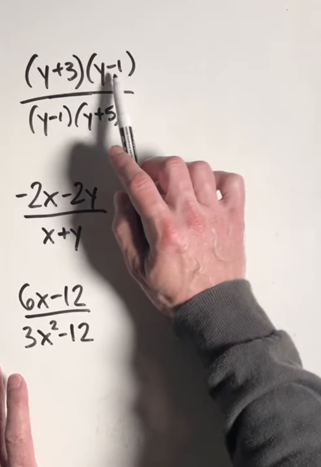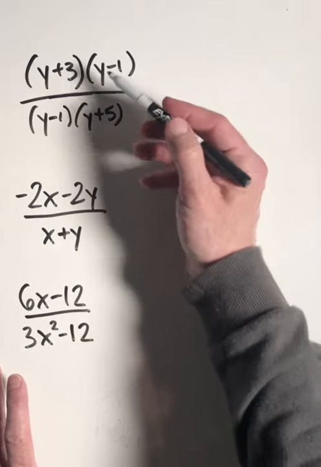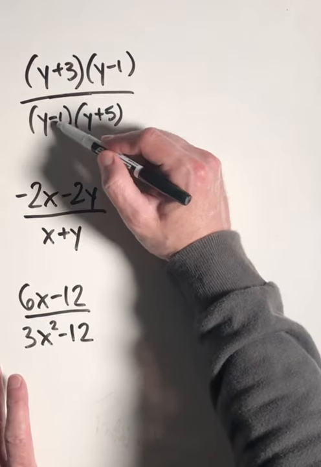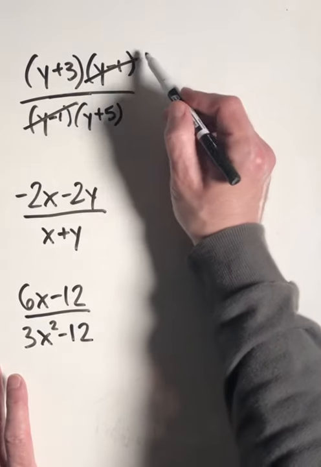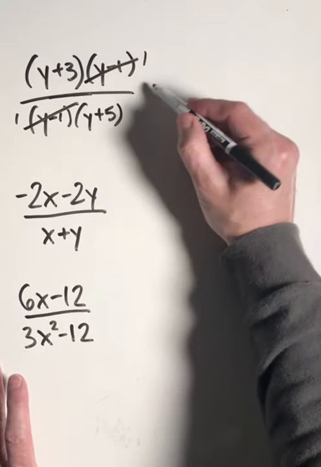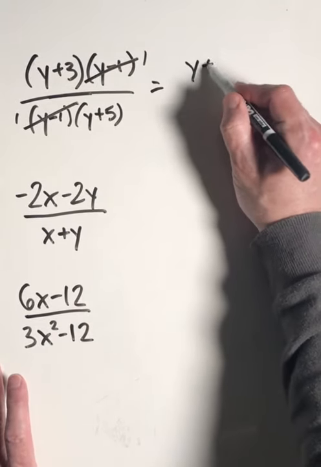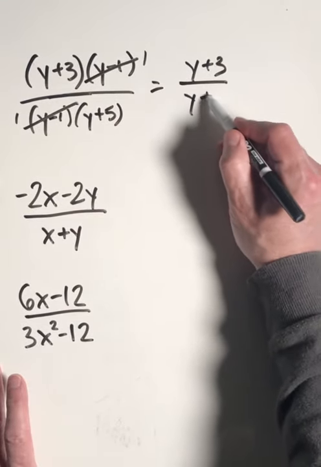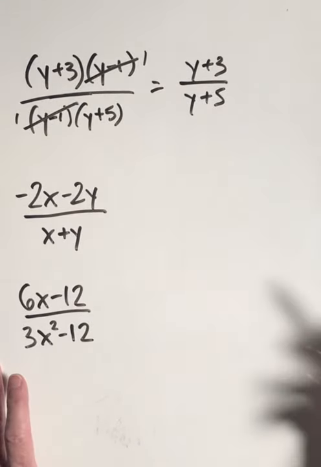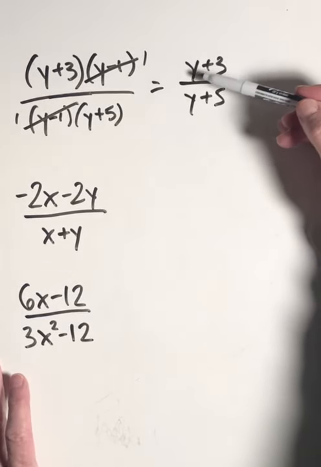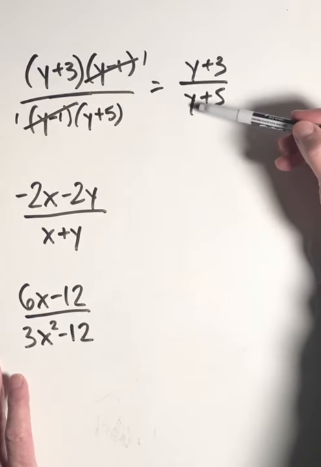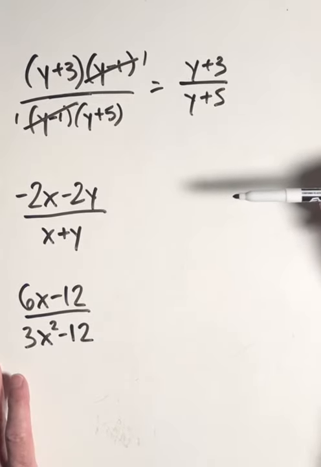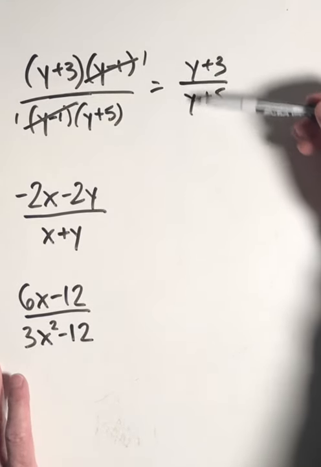If we're dividing y minus 1 by y minus 1, that's really 1, because y minus 1 divided by itself would just be 1. So now we are left with y plus 3 times 1, which doesn't change, and y plus 5 times 1, which doesn't change. So now we have y and y. The question is, can they be canceled? And the answer is no, because these are not factors, these are terms.